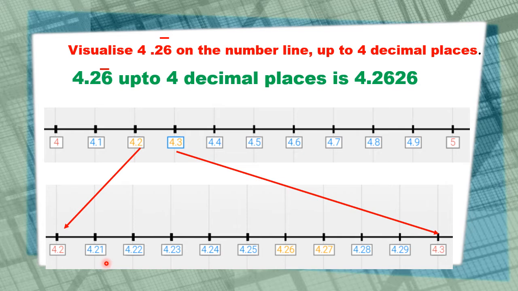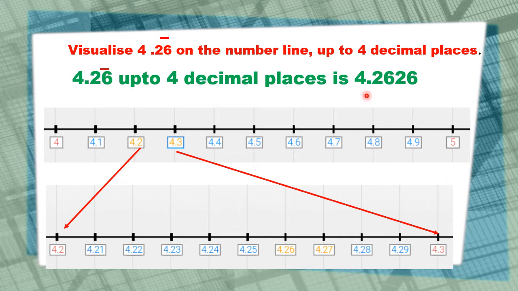Then what will be the numbers in between 4.2 and 4.3? They will be 4.21, 4.22, 4.23, and so on. Now, the question arises, in the next step, which two numbers will be selected to be expanded? Have you any guesses? Yes, they are 4.26 and 4.27. Why?